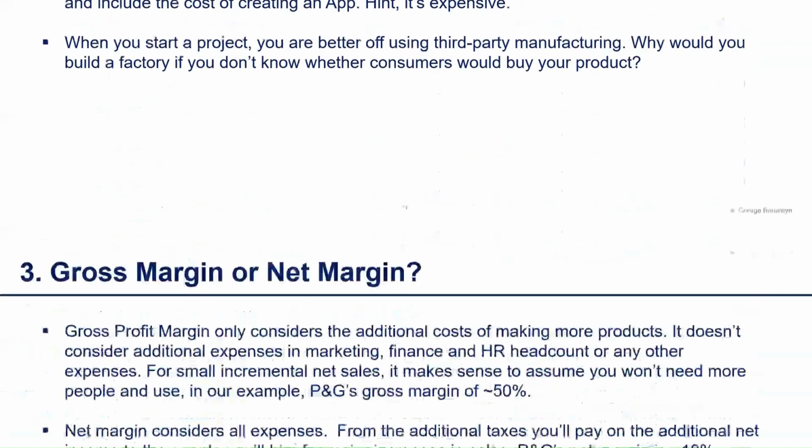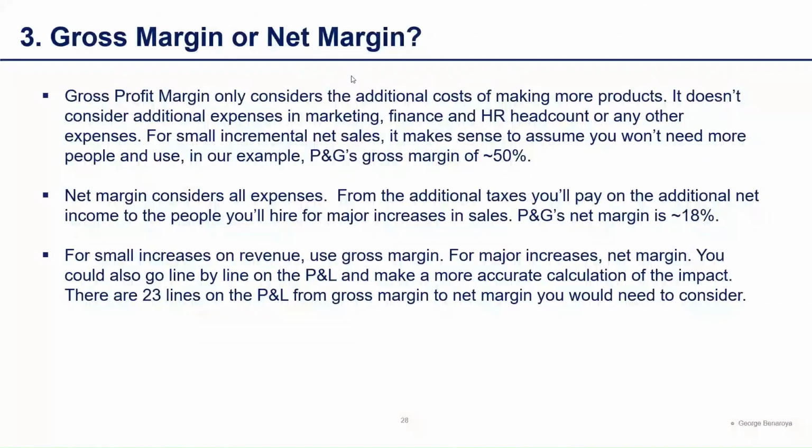Gross margin or net margin? Gross profit margin only considers the additional costs of making more products. It doesn't consider additional expenses in marketing, finance, and HR headcount, or any other expenses. For small incremental net sales, it makes sense to assume you won't need more people and use, in our example, P&G's gross margin of 50%.